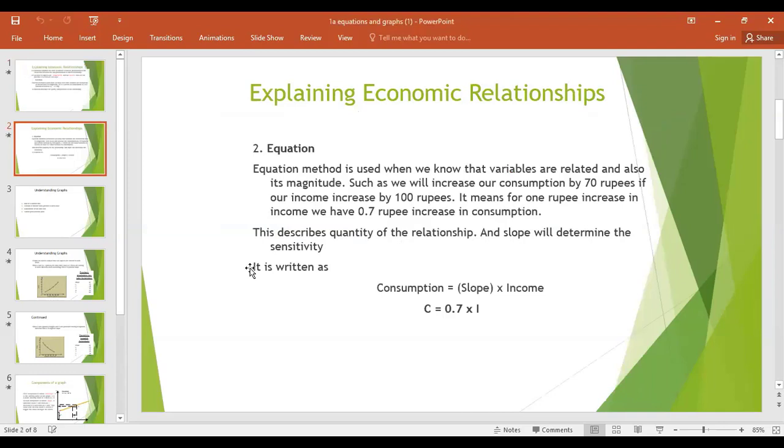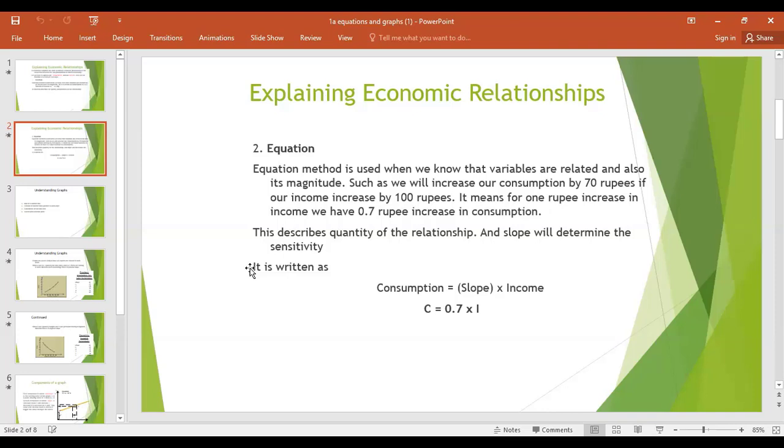Next method is called equation. You have already studied mathematics. What is an equation? Equation is a quantified function. It tells you when you put input, what process is applied on it and how it is converted to output. When comparing the function and the equation, the process is also there; otherwise, they are the same. So the equation method is used when we know that variables are related and also their magnitude, or the conversion formula. I will explain with an example.